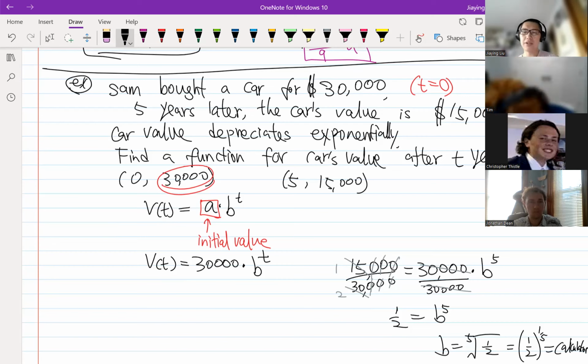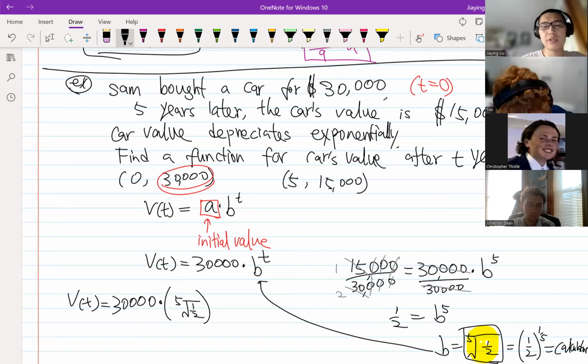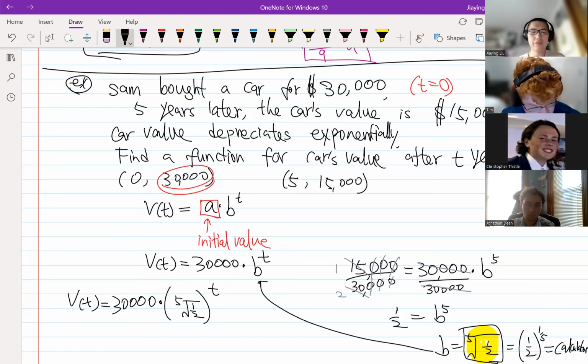And I don't have my calculator with me, so I'm just going to take this number as if I know what it is. So that's my b value. And I'm going to take that and put it into this formula. So we get the value of the car is equal to 30,000 times this b, which is the 5th root of 1/2 to the t. Now you can rewrite the 5th root of 1/2 as 1 over the 5th root of 2 to make it look better.